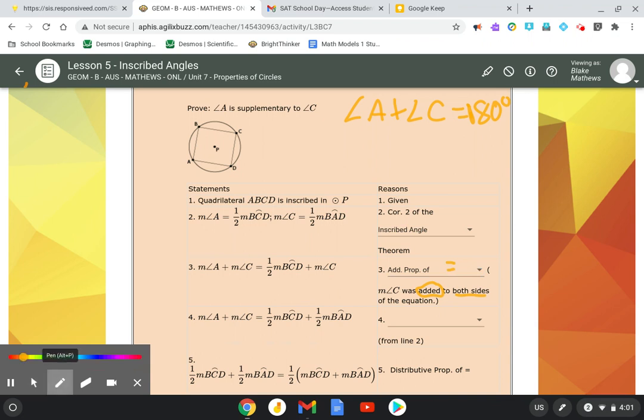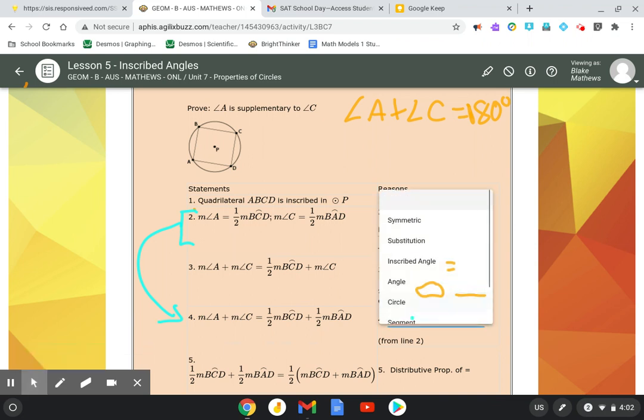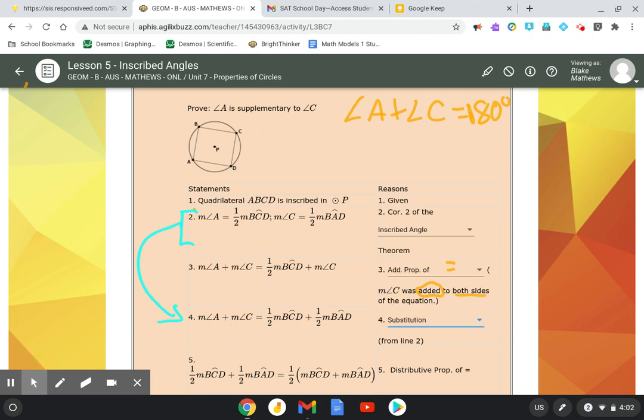Then they say from line 2. So they're taking something from line 2 and bringing it down here. It looks like they've replaced something, angle C, with the measure of angle BAD. And so that must be substitution. It's my guess. Anytime you see something being replaced by something else, we're talking about substitution.